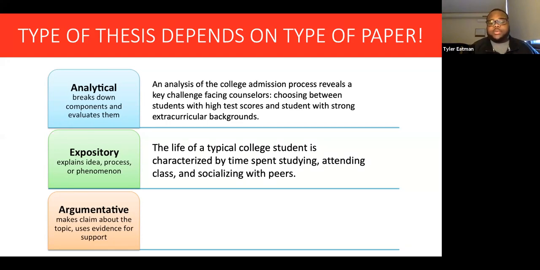The life of a typical college student is characterized by time spent studying, attending classes, and socializing with peers. With this piece, if I was a professor, they'd say, okay, now write a story about the life of a typical college student from your perspective. This is basically giving you free range of writing whatever you want, just focusing on that topic.